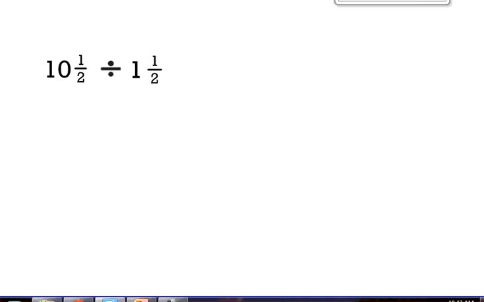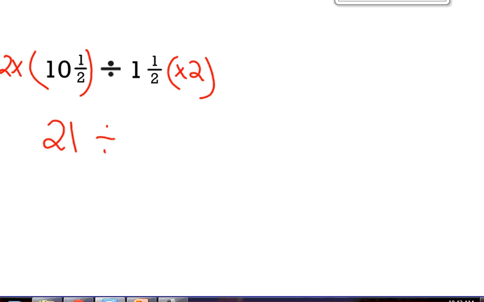10 and a half divided by 1 and a half is probably not the easiest thing to do. However, if I were to take this number and multiply by 2, and I were to take this number and multiply by 2. Alright, so that's 2 10 and a halves. 10 plus 10 is 20 plus a half and a half. It's going to give me a 21. And 1 and a half times 2, right, that's 1 and a half plus 1 and a half. It's going to give me 3.